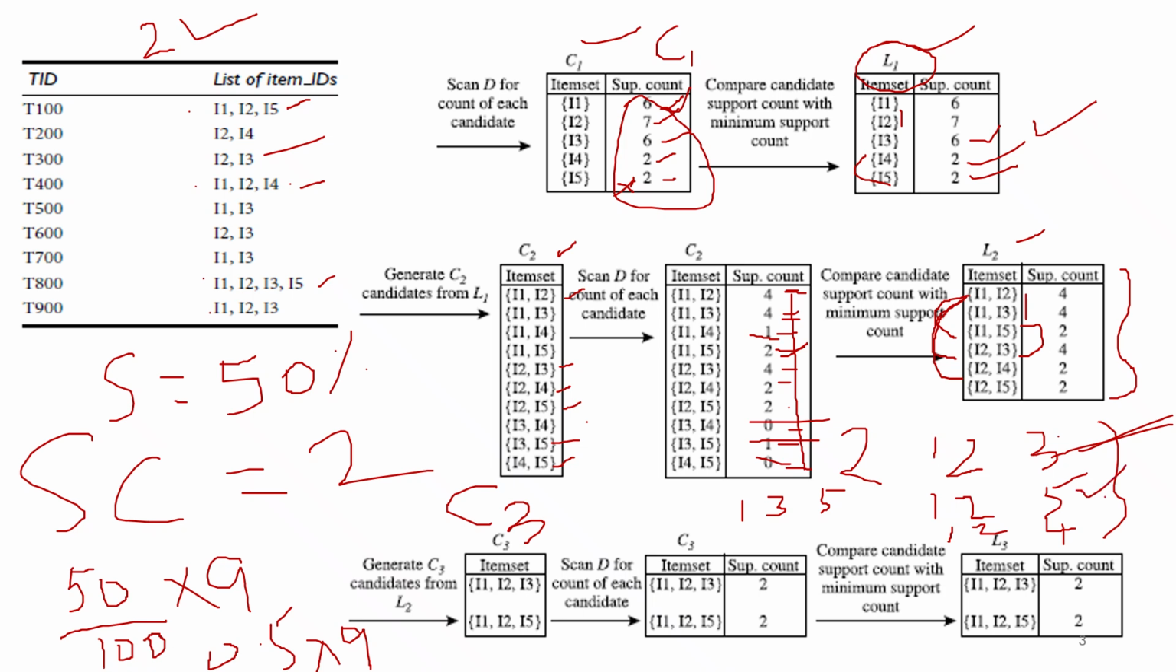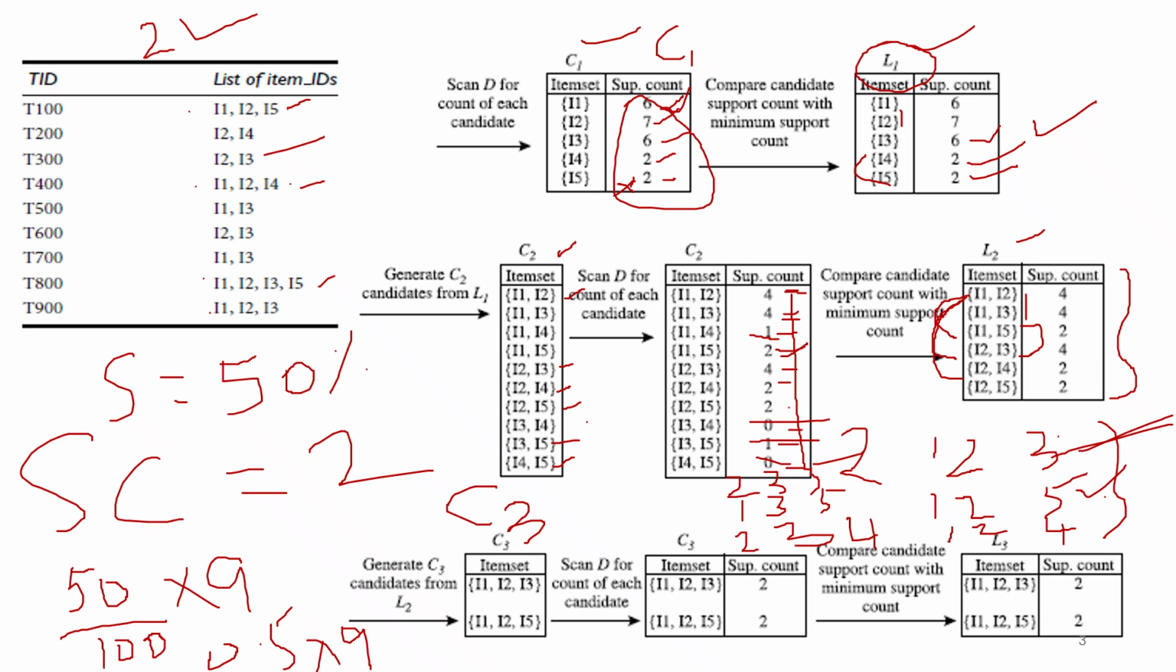Now let me combine the fourth one with the remaining I2, I3, I2, I4. So I2, I3, I4. So I'm getting 2, 3 and 4. So now one more is added here. Then I2, I3, I5. So 2, 3, 5. Again, we are getting another combination called 2, 3, 5. So we have got six combinations here.